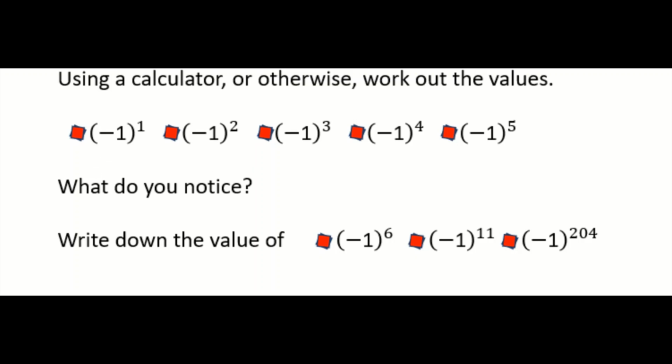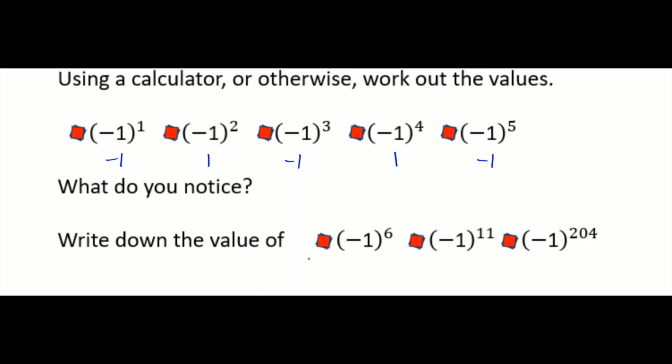So, hopefully you realised that we've got minus 1 to the power of 1 is just minus 1. Minus 1 squared, a negative times a negative makes a positive. And then if you times that by minus 1 again, you get minus 1. Times minus 1 again, negative times a negative is a positive. And hopefully you noticed the pattern of alternating between negative 1 for the odd powers and positive 1 for the even powers.